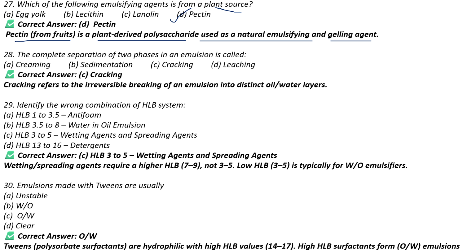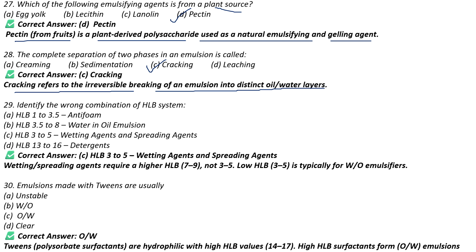The complete separation of two phases in an emulsion is called. Options are creaming, sedimentation, cracking, or leaching. So cracking refers to the irreversible breaking of an emulsion into distinct oil or water layers. So we can say option C, that is cracking, is called the complete separation of two phases in an emulsion. Moving on to the next question.